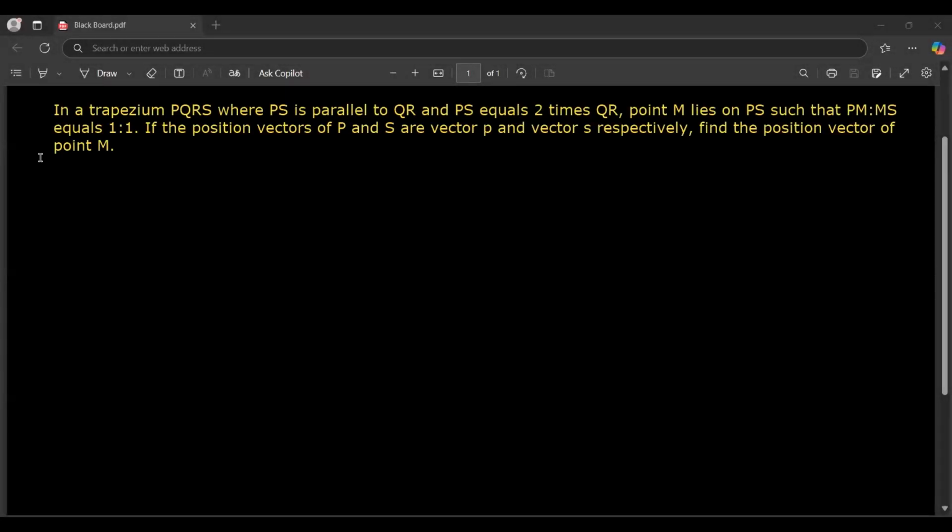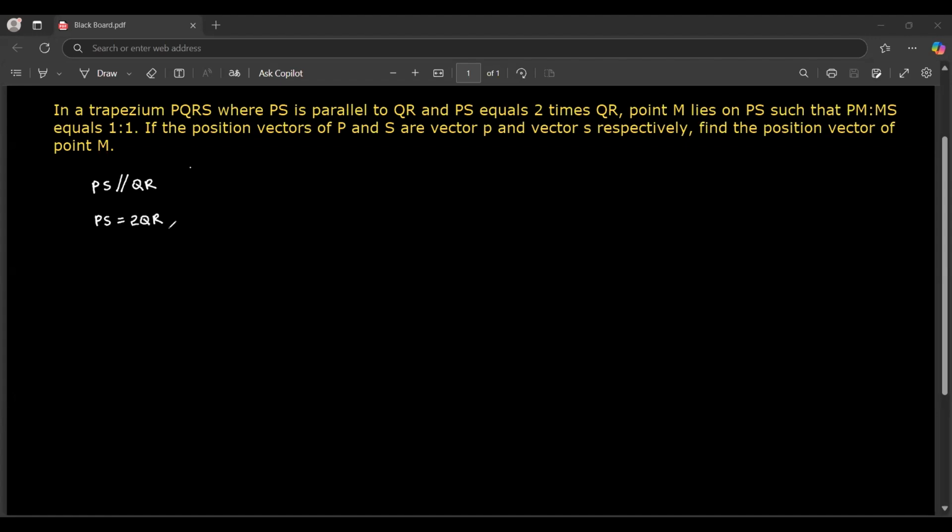Let's try this question, to understand position vectors. In a trapezium PQRS, we have PS parallel to QR. They are saying PS is parallel to QR and PS equals 2 times QR.